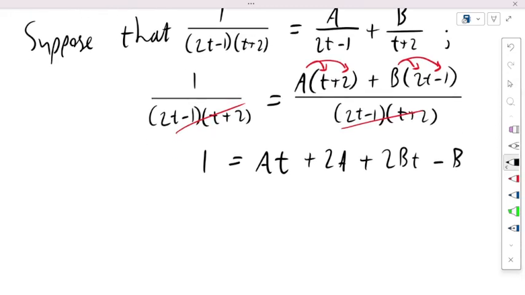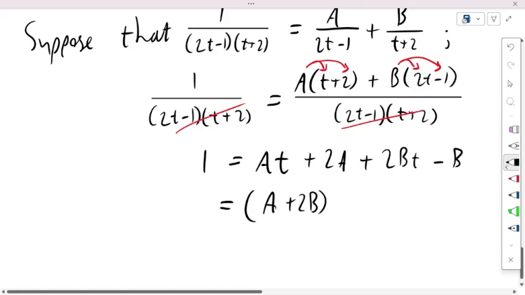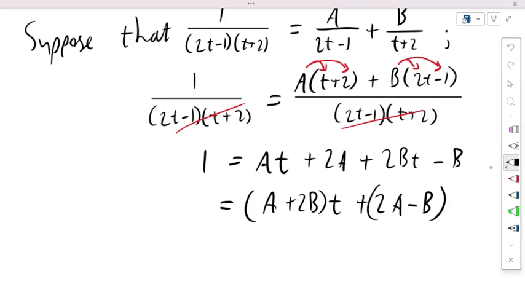From here, we can actually just group them together. Whichever ones have t, we are going to group them together. So in our case here, it's a and also positive 2b. So we have a plus 2b, common factor of t, and then we have plus 2a minus b, which is all the constant, which is going to be equal to 1. Everything equal to 1 in this case here.